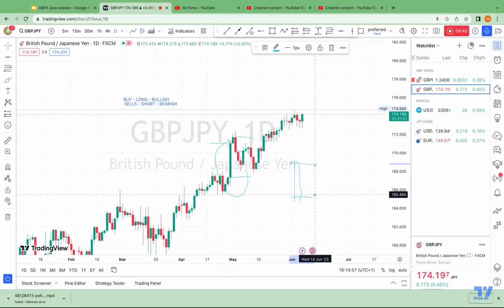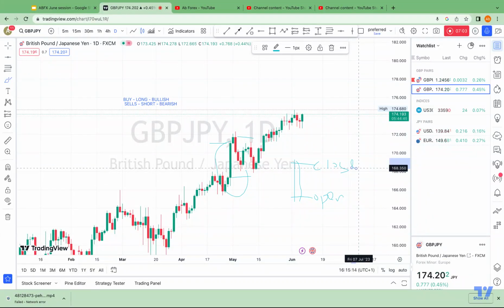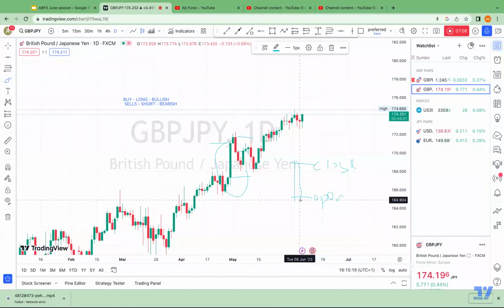So here we have the open and here you have the close. I'm going to send a diagram, a visual representation of this for you to actually see. I'm just trying to indicate for you. Let's say this is a candle, it opens like this, and then you have a wick here, and a wick here. These are called the wicks.